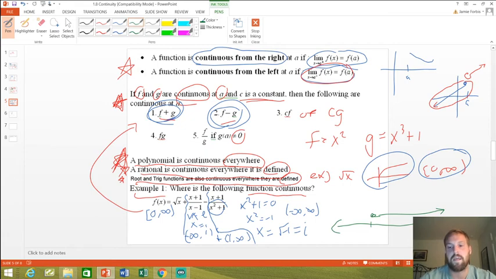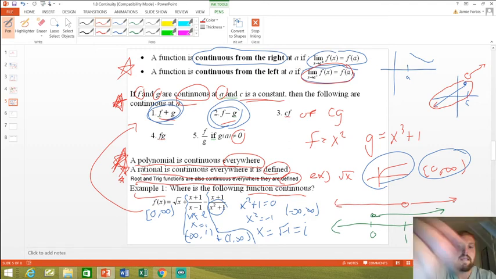Now, the middle piece is defined from negative infinity to 1 and from 1 to infinity. So if this is 0, I'm going to put 1 right here. I'll do this in red. It's defined from negative infinity all the way up to 1, and then from 1 to infinity. So that's where the middle piece is continuous. And then lastly, I'll do this one in blue. The last one is continuous everywhere.